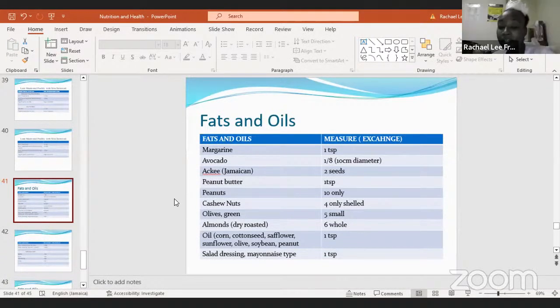So this is oil here, and you know we have corn oil, we have cottonseed oil, we have sunflower oil, we have olive oil. The olive oil too is one of the safer oils to use. But with the olive oil, you're not able to fry with it. It's not good to fry, but it's one of the safer oils, better than all the others here because it's lower in cholesterol.